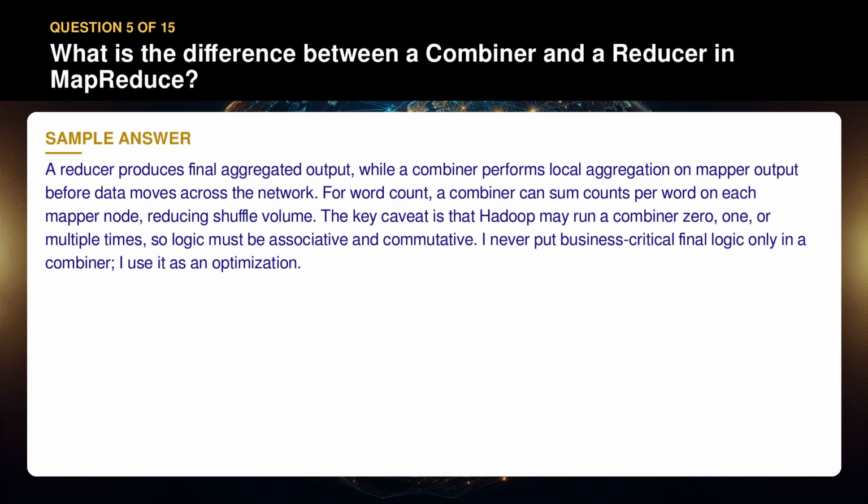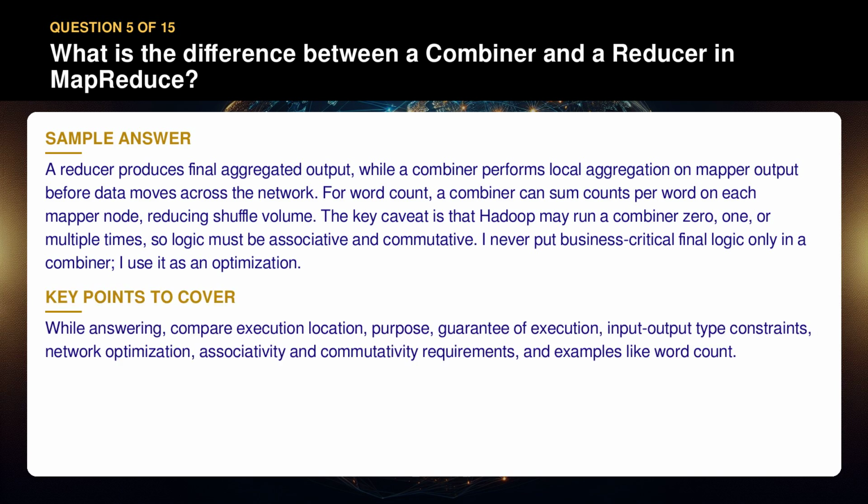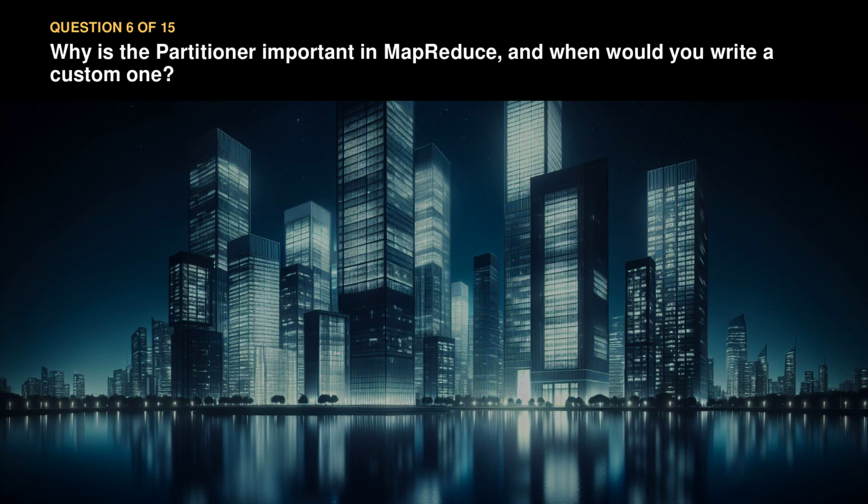The key caveat is that Hadoop may run a combiner 0, 1, or multiple times, so logic must be associative and commutative. I never put business-critical final logic only in a combiner. While answering, compare execution location, purpose, guarantee of execution, input-output type constraints, network optimization, associativity and commutativity requirements, and examples like word count.